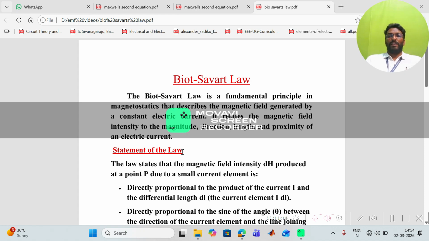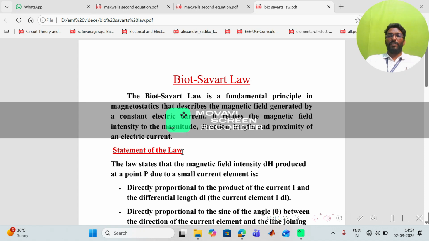Welcome back. Have you ever wondered how a compass can know there is a current flowing in a wire, even if you can't see it? How does electricity, which means to move in a straight line, create a force that pushes and pulls in a circle? So, this invisible influence is the magnetic field.